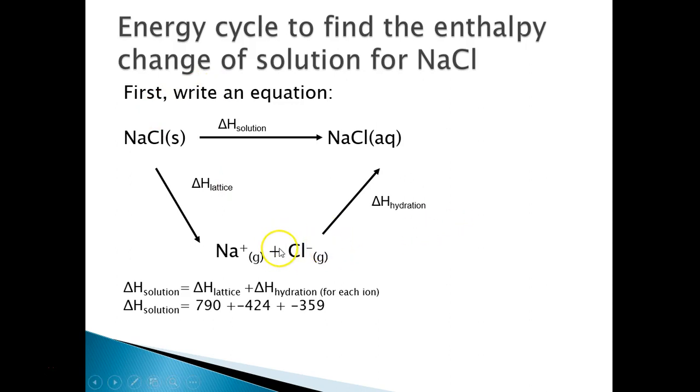Just start at your starting point and go to your ending point. If you go against the arrow, subtract. If you go with the arrow, add. Okay, and the final answer you get here is 7 kilojoules per mole. Now all of this data is in tables 18 through 20 in the data booklet. So 18 is the lattice enthalpy, 19 is enthalpy of solution, and 20 is enthalpy of hydration.